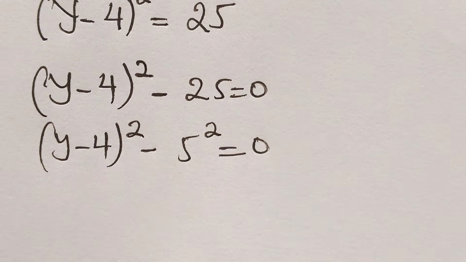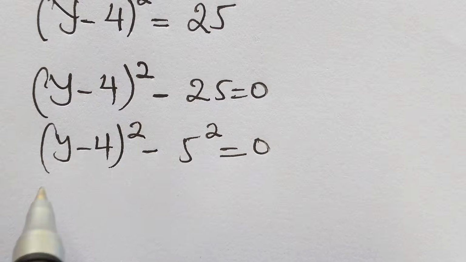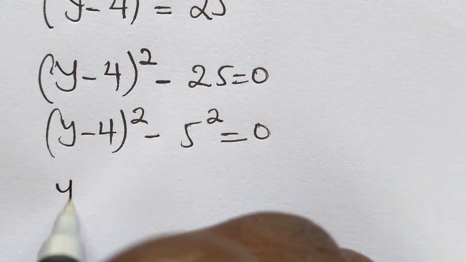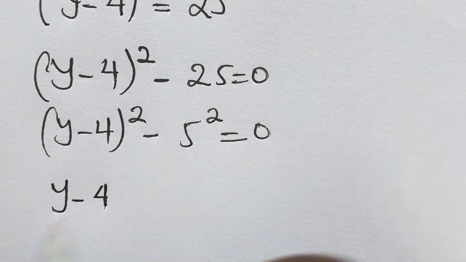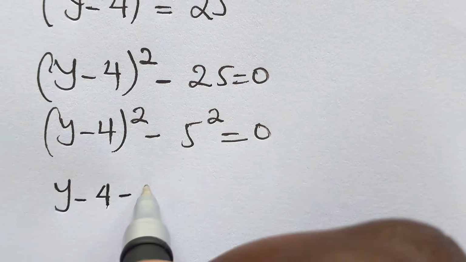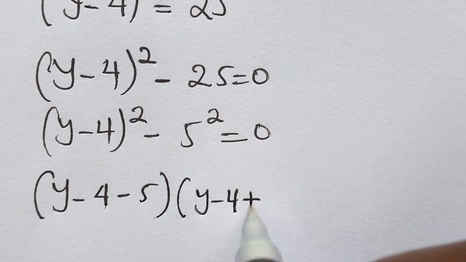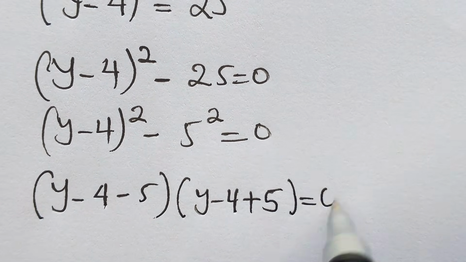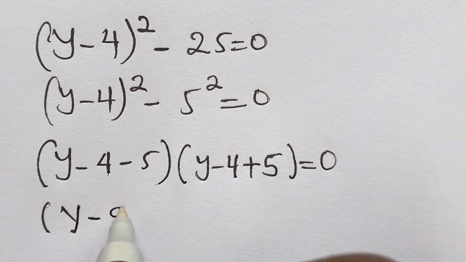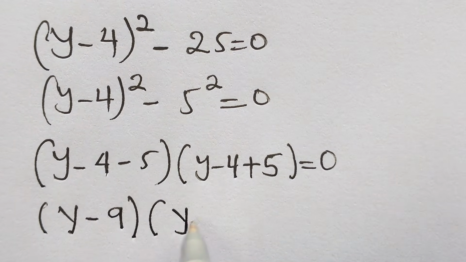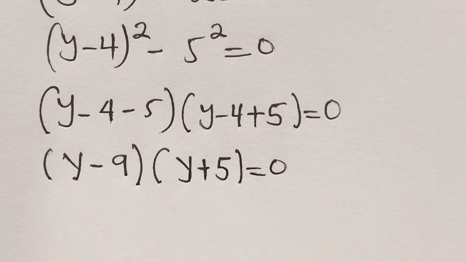right? Then at this stage we have a difference of two squares, right? Then this is what I'm going to write. We have y - 4 as a, right? Then (y - 4 - 5) times (y - 4 + 5) = 0. Then we have (y - 9) times (y + 1) = 0.